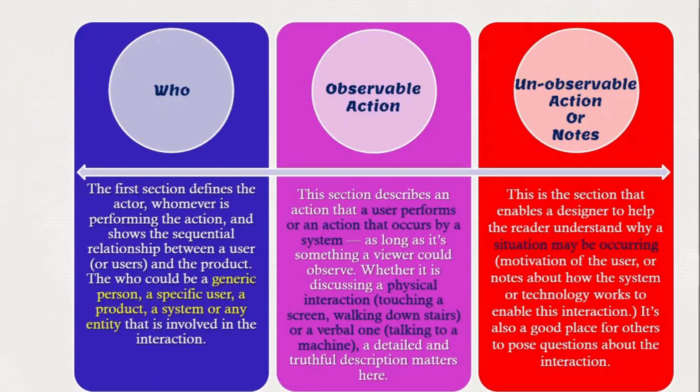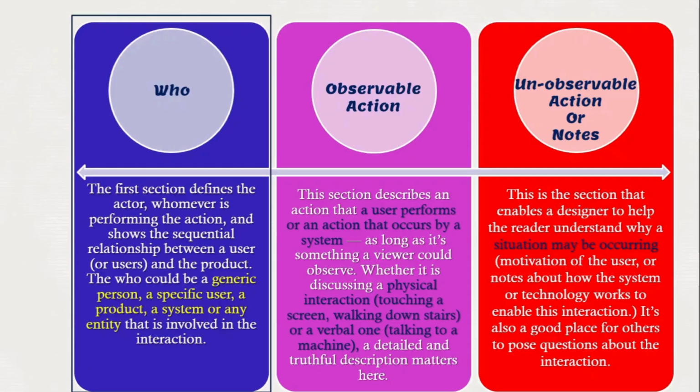So, who is who? This first section defines the actor, right? Actor means whoever is performing the action, and it shows the sequential relationship between a user and the product. This who could be a generic person, a specific user, sometimes a product or system, or any entity that is involved in the interaction. When we see the example, this who will be more clear to you.